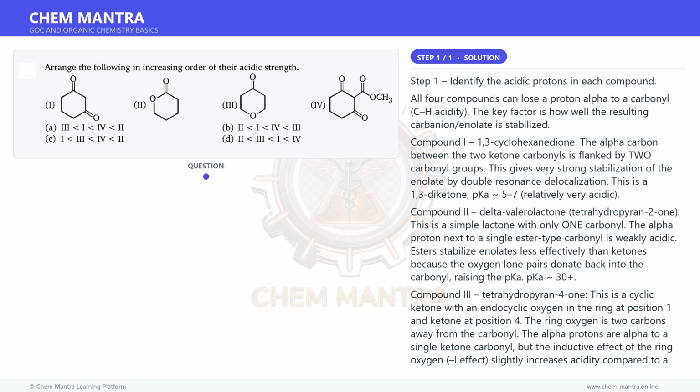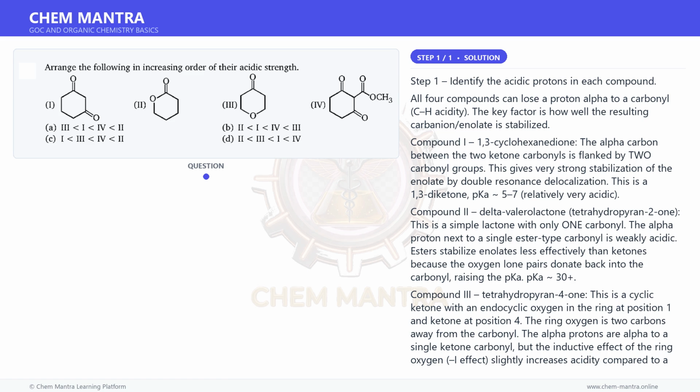Step 1. Identify the acidic protons in each compound. All 4 compounds can lose a proton alpha to a carbonyl, CH acidity. The key factor is how well the resulting carbanion, the enolate, is stabilized.